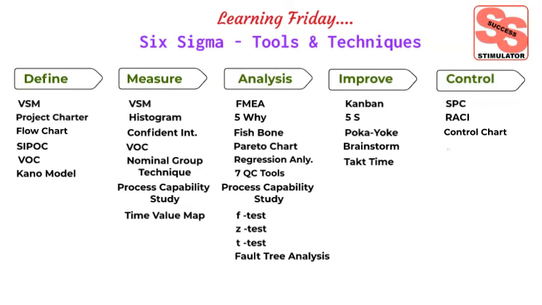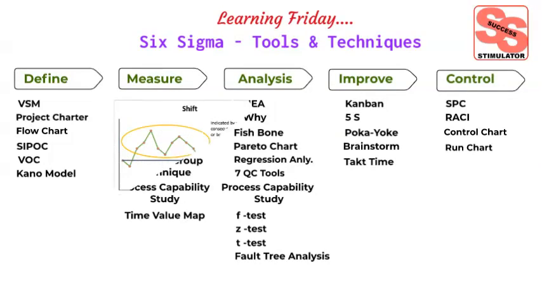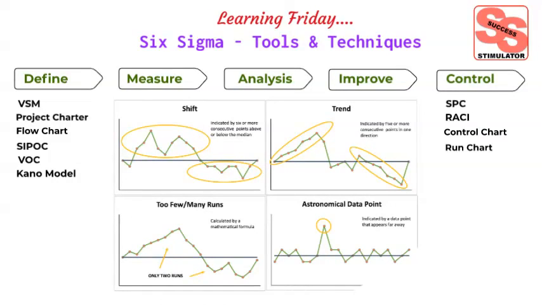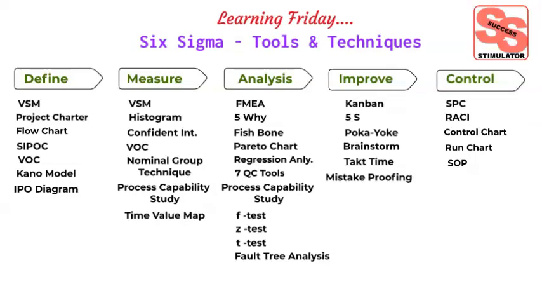Next one is run chart. A run chart is a line graph of data plotted over time. By collecting and charting data over time, you can find trends or patterns in the process. Because they do not use control limits, run charts cannot tell you if a process is stable. Alright, I hope you have got some fair idea about the Six Sigma tools and techniques.